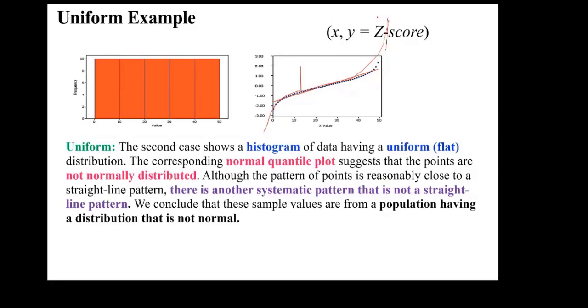We can conclude that these sample values are from a population having a distribution that is not normal. That's the idea. We are just examining various graphs. Remember, coming up with a normal plot takes a little bit of time. But if we are given that, we should recognize what's going on.